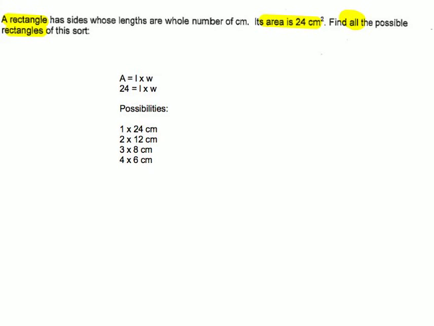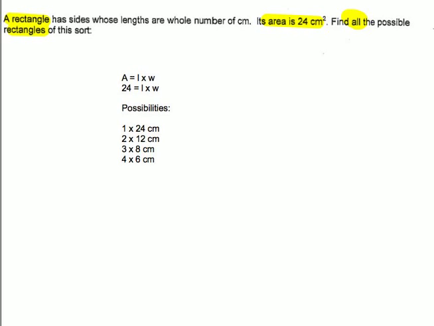So when I read this question, the first thing I do, as always, is write the formula. You get free points for writing the formula, so always do that. Area equals length times the width. They've told me the area. The area is 24, so I just need two numbers that, when multiplied together, will be 24.